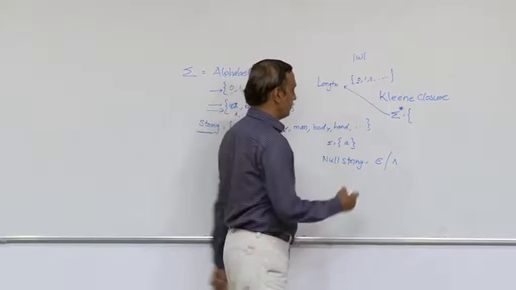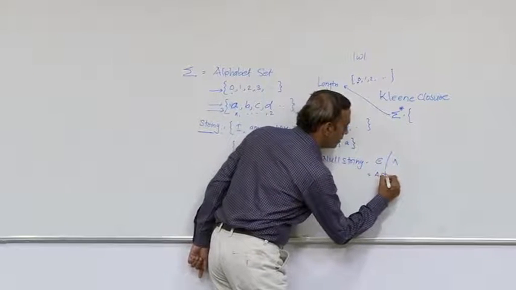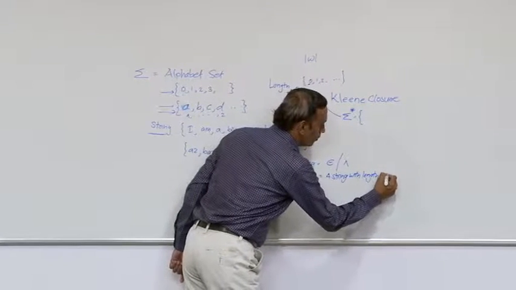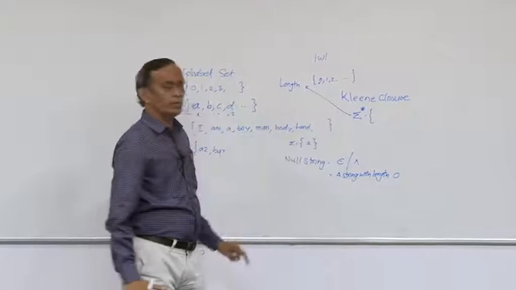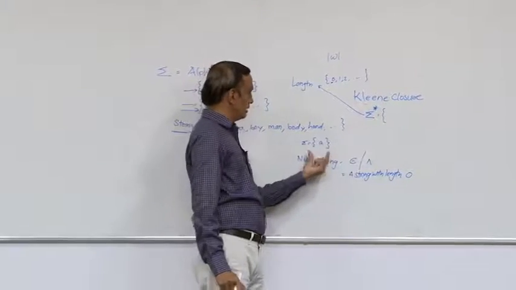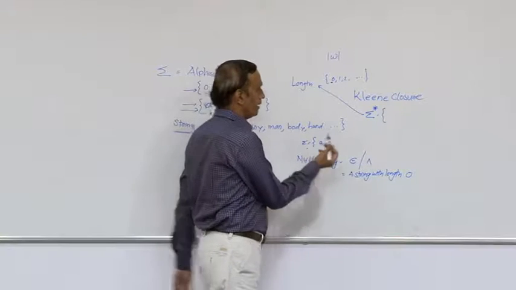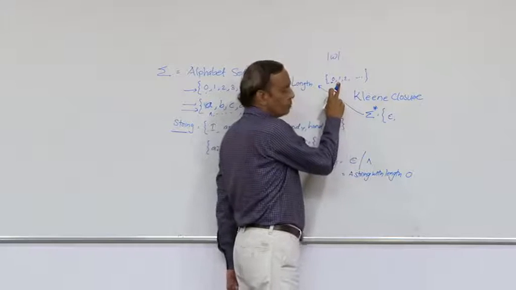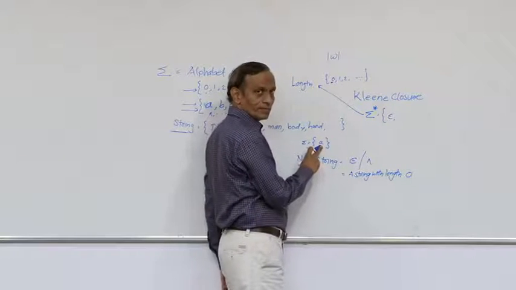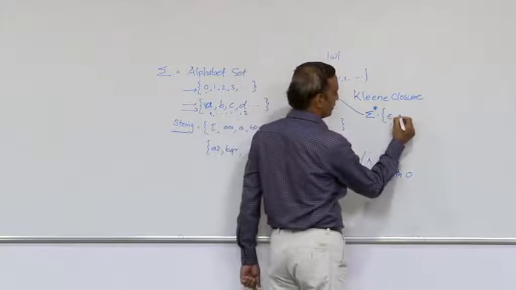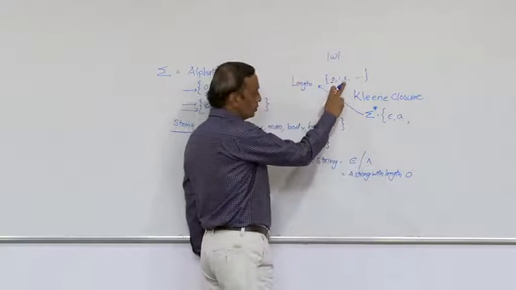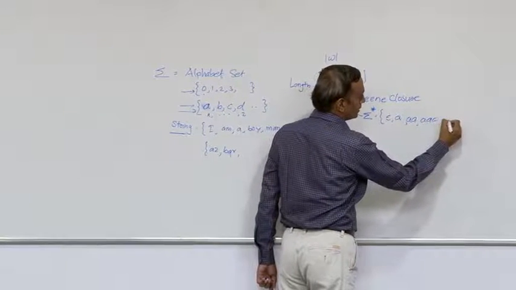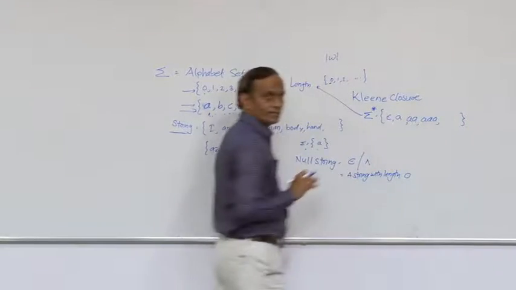When I say null string, I mean a string with length 0. Fine. So if I have to talk about this sigma star, the Kleene closure over the given input alphabet sigma equal to A, I can write it as epsilon. Then I pick the next length to be 1. What could be the possible string that can be generated from this? It could be A. The next string with length 2 would be AA, and so on. I can go on generating this. So this set would be represented as the Kleene closure.